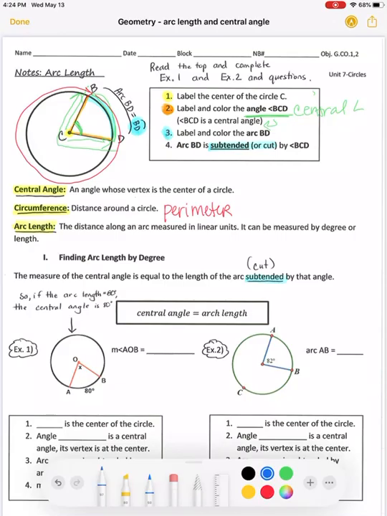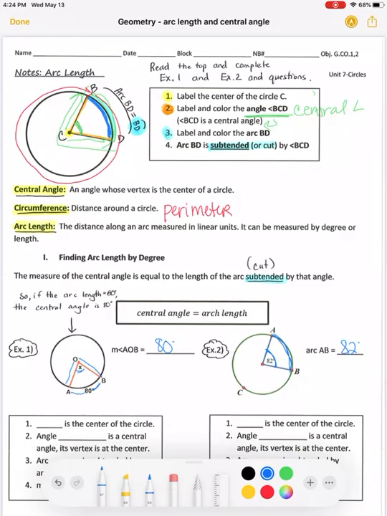Arc length is kind of the perimeter of the outside of that piece of cake. All right? So it says finding arc length by degree. The measure of the central angle is equal to the length of the arc cut by that angle. So if the arc measure is 80 degrees, that's down here, then the measure of angle AOB, that's this, is also 80 degrees. If the central angle is 82 degrees, then arc AB is also 82 degrees. Pretty easy. So let's go ahead and answer these questions.